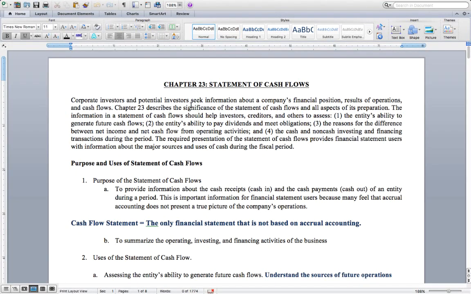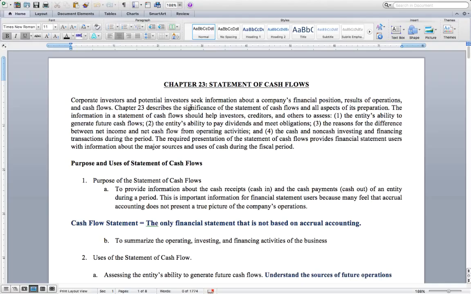Hello, welcome back. Today we're going to focus on chapter 23, which covers the statement of cash flows. This will have two lectures to it. The first one will cover the material in the lecture handout packet, and the second lecture will cover a comprehensive example of how to complete the statement of cash flows.